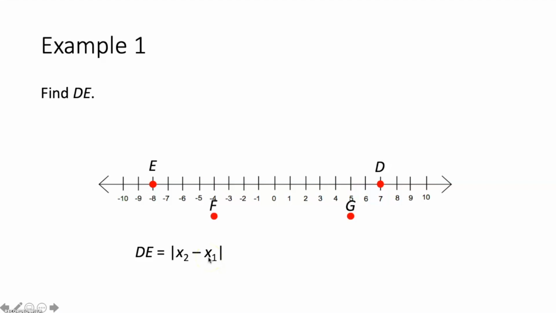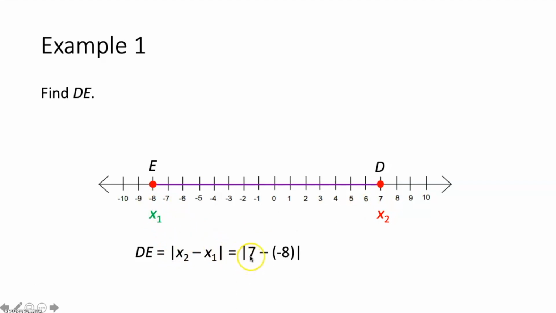So all we have to do now is pick which of these points is going to be our x2 and which is going to be x1. It doesn't matter. You'll get the same answer either way. So I'm going to say that E at -8 is going to be our x1, and D at 7 is going to be our x2. So we're going to take 7, plug it in for x2, take -8, plug it in for x1.